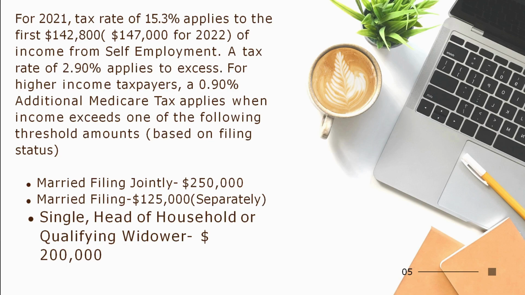Like for married couples filing jointly, the limit is $250,000. Married filing separately, it is $125,000. For single, head of household, or qualifying widow, the limit is $200,000.